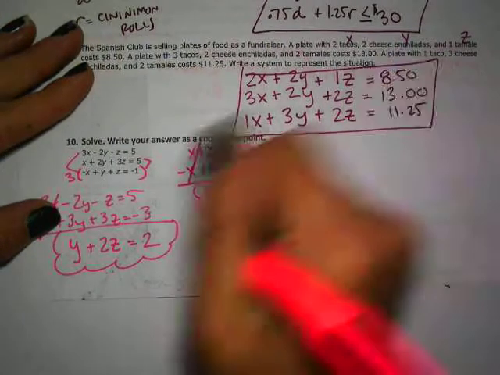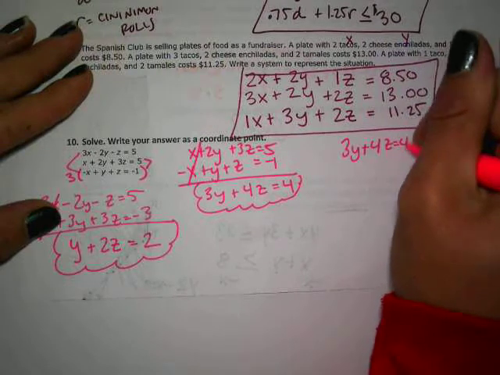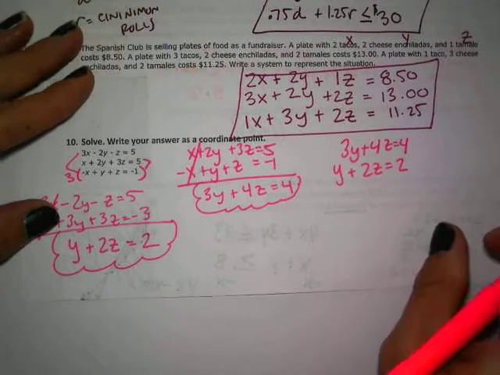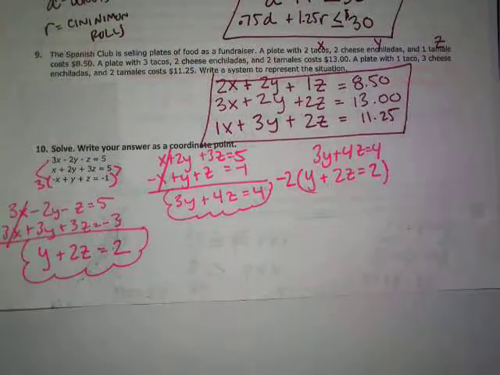All right, so now I'm going to put those two guys together. 3y plus 4z equals 4, and then y plus 2z equals 2. And I'm going to multiply this whole bottom one by negative 2 to get rid of z. Some of you might have gotten rid of y.